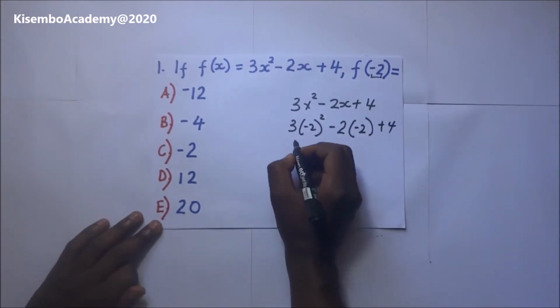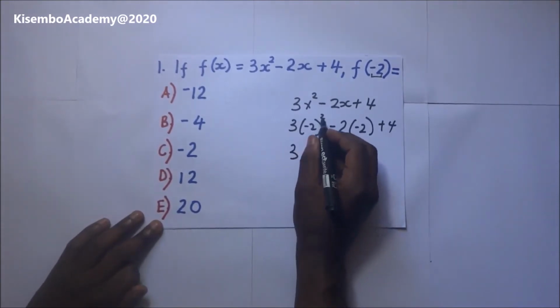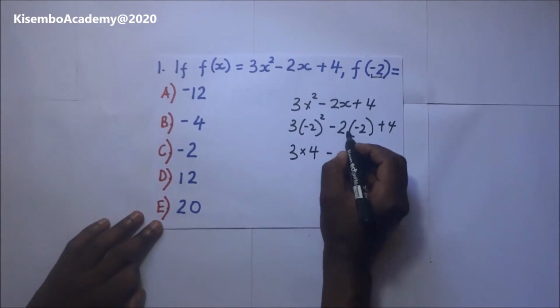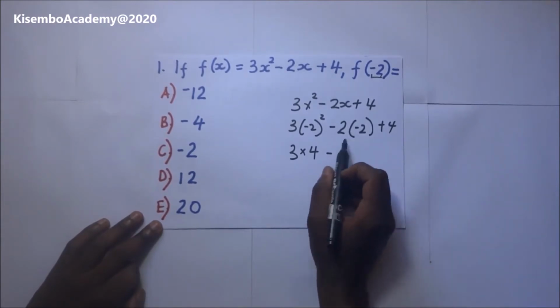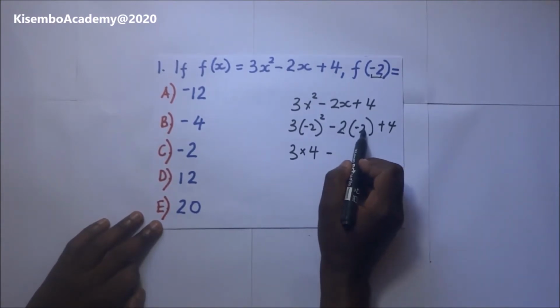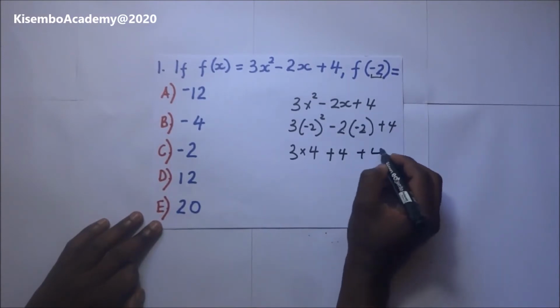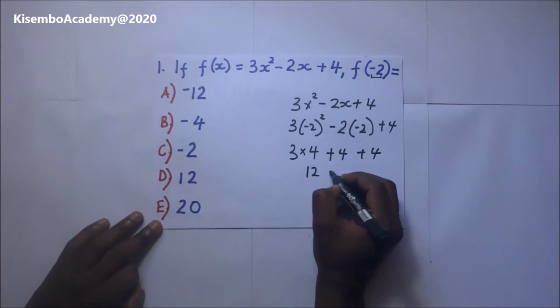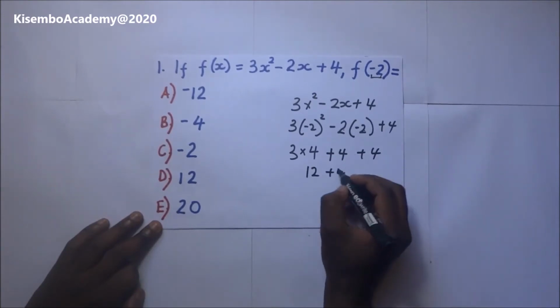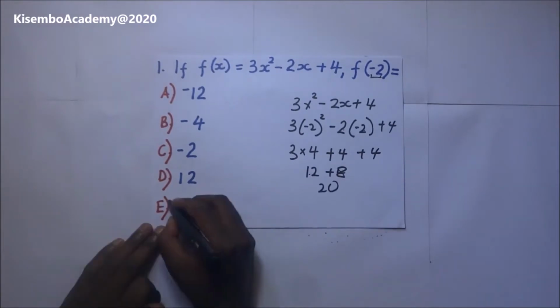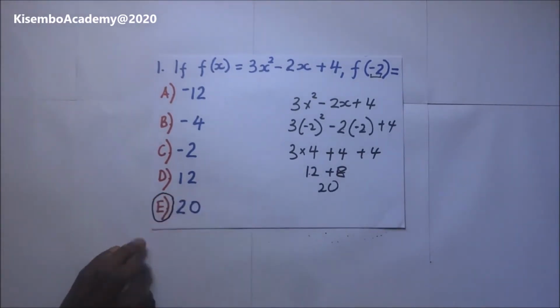This is going to become 3 times, negative 2 squared is 4. So it's 3 times 4 minus, okay, this is negative 2 times negative 2, which is positive 4. So we shall simply say plus 4, then plus 4. So 3 times 4 is 12, plus 4 plus 4 is 8. 12 plus 8, the answer is 20. So our answer is E.